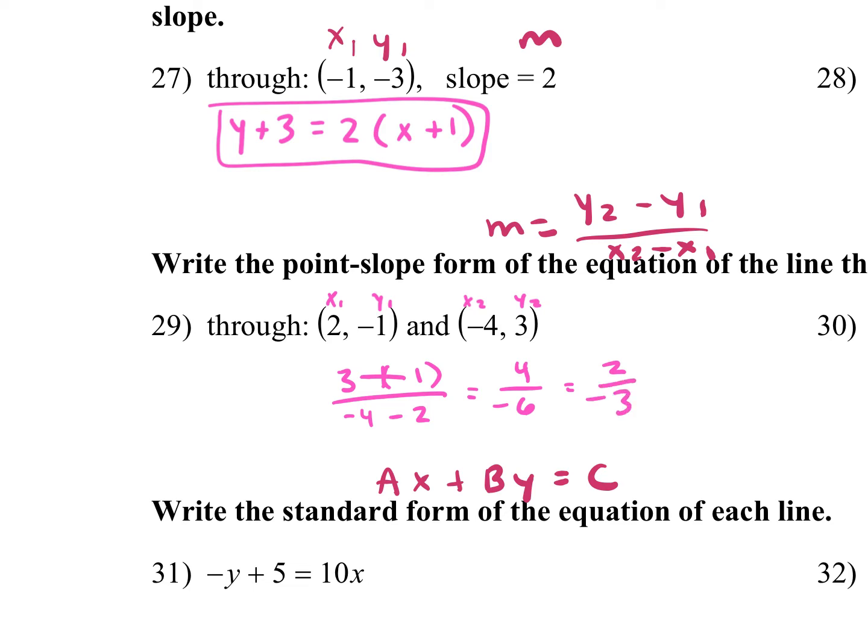And then I need to plug it into point-slope form. So that would be y minus y1, which is -1, so it becomes a plus 1, is equal to my slope, so -2 over 3, times x minus x1, which is 2. So that's my equation.